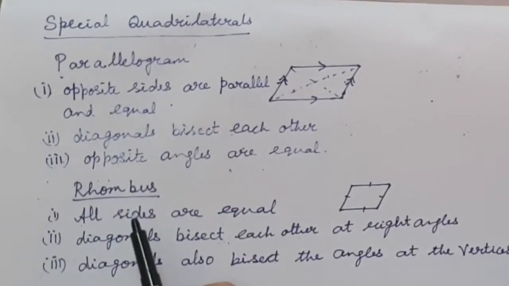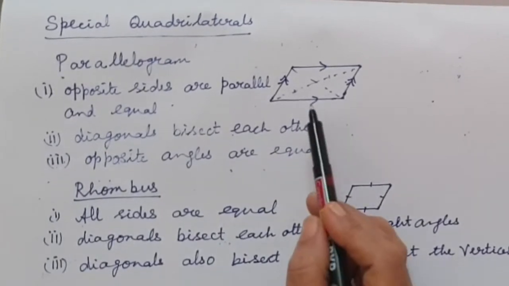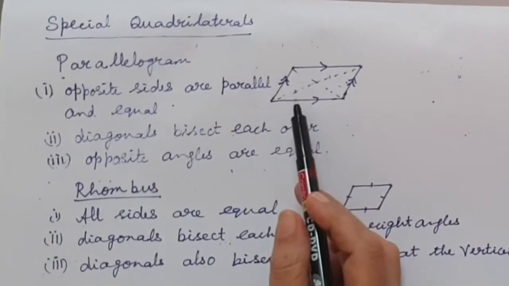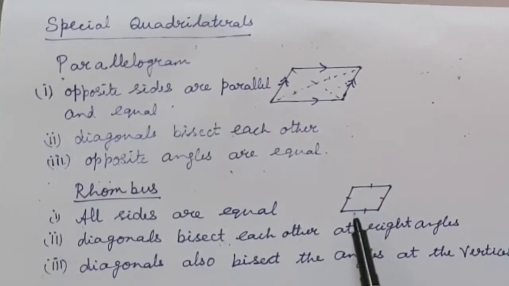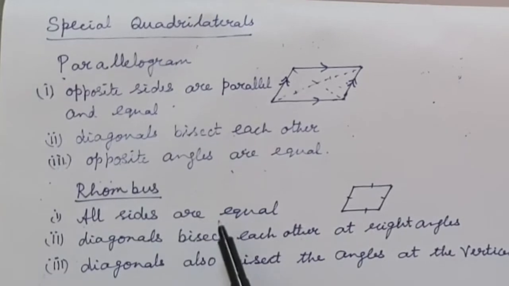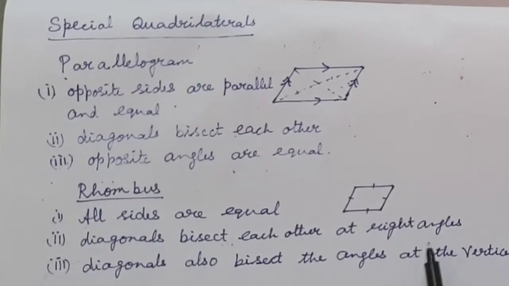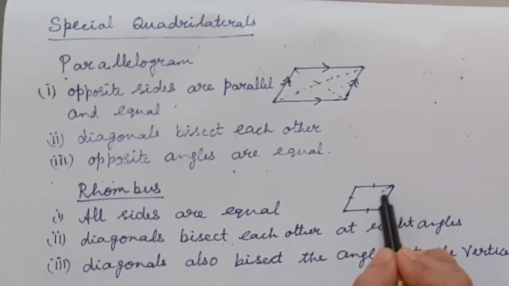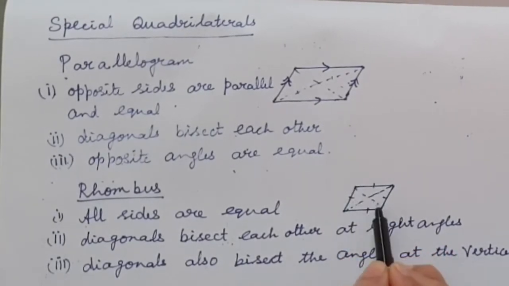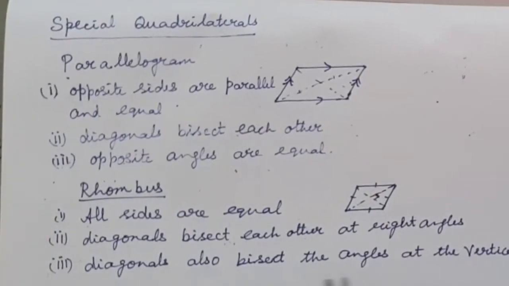The next one is a rhombus. A special type of parallelogram is a rhombus. If a parallelogram has all the sides equal, then it is called a rhombus. So, all the properties of a parallelogram will be similar for a rhombus, but here the diagonals bisect each other at right angles. In a rhombus also the diagonals bisect, but the angle between the diagonals will be 90 degrees. That is, the diagonals bisect at right angles.